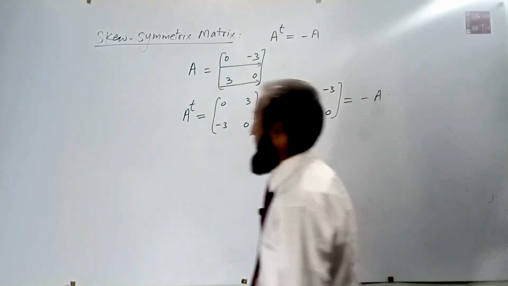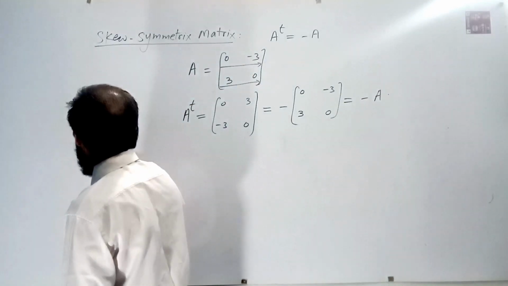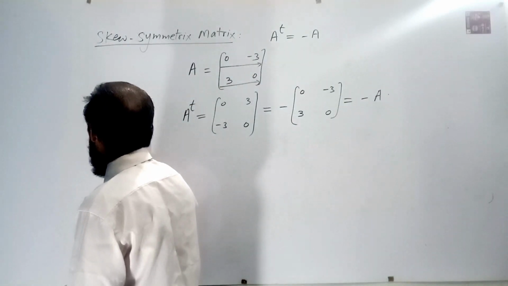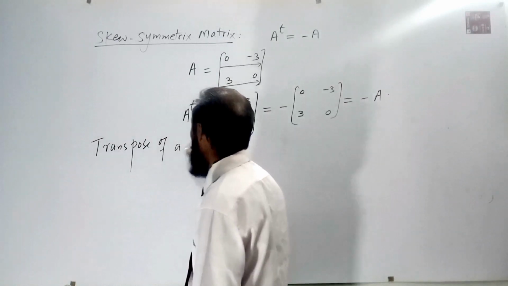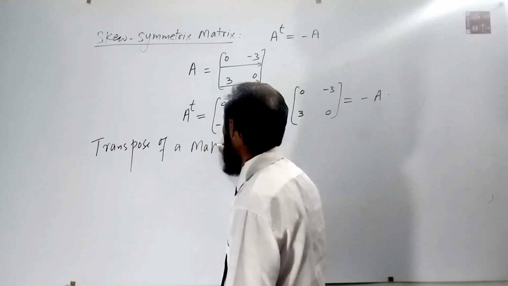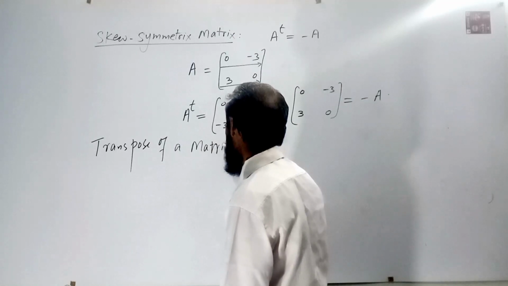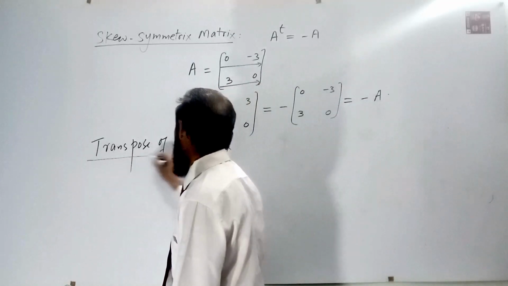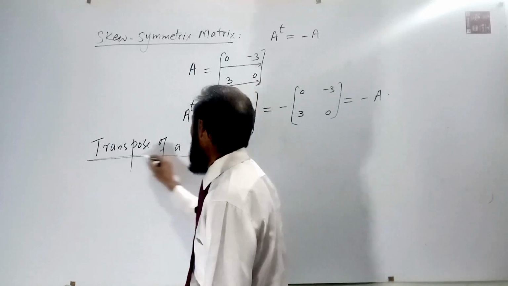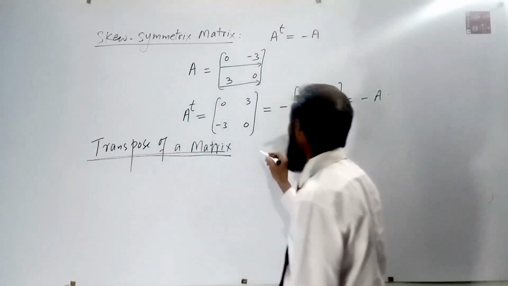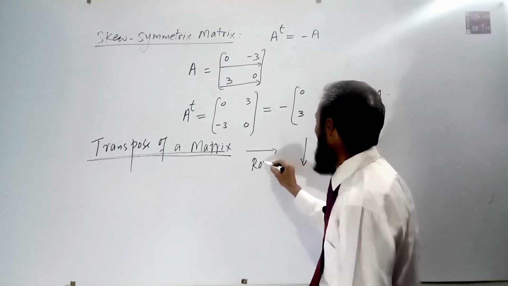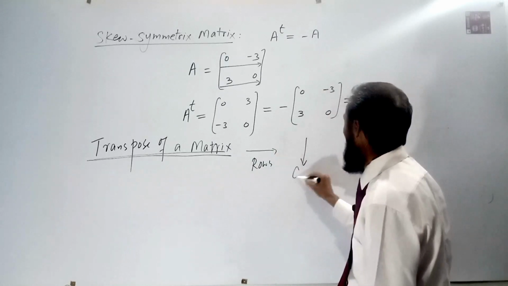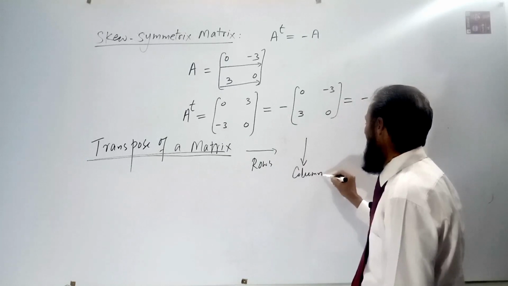Now we discuss the transpose of a matrix. What is the transpose of a matrix? In the transpose of a matrix, the rows are changed into columns. For example, these are rows and we change them into columns.